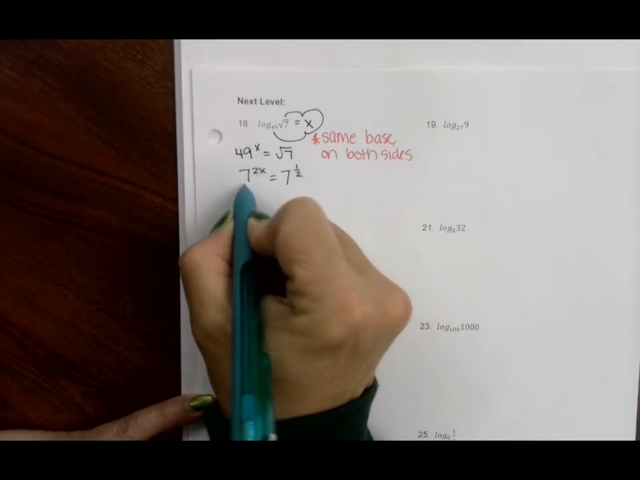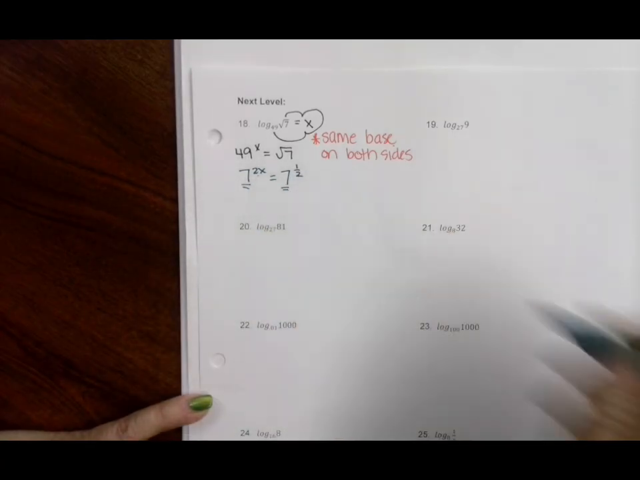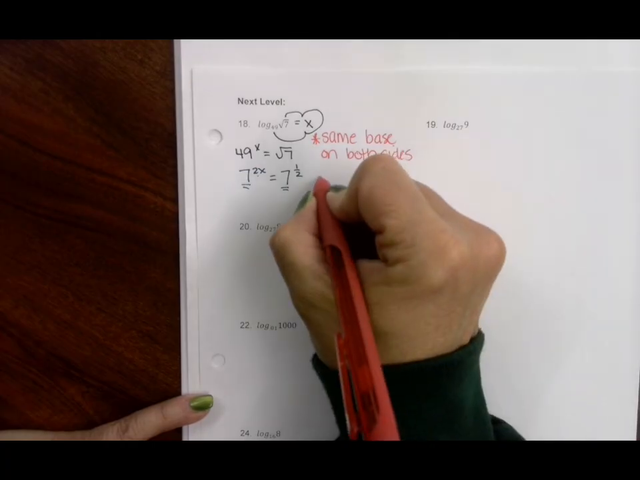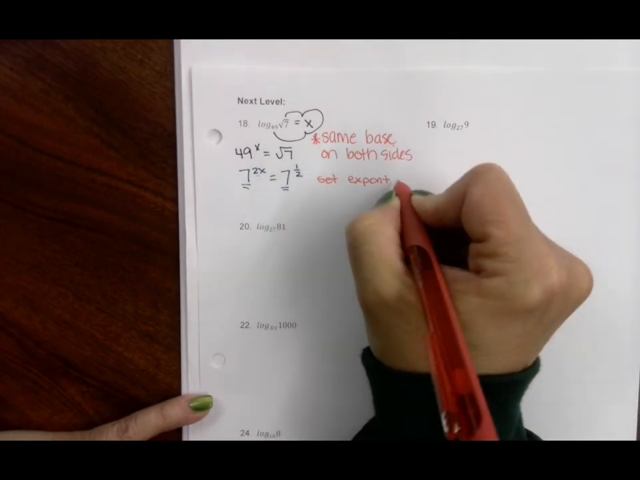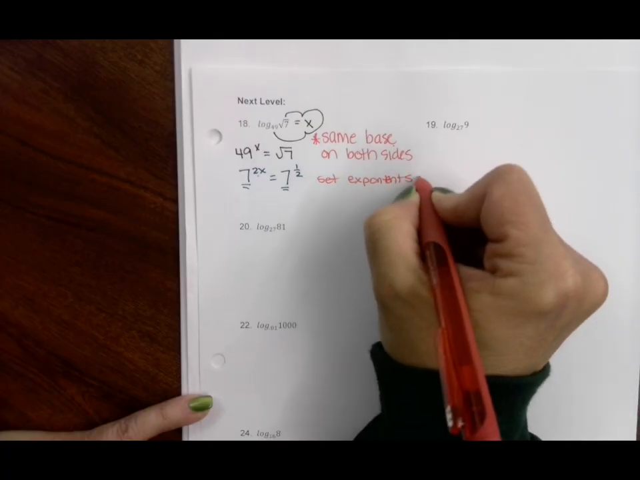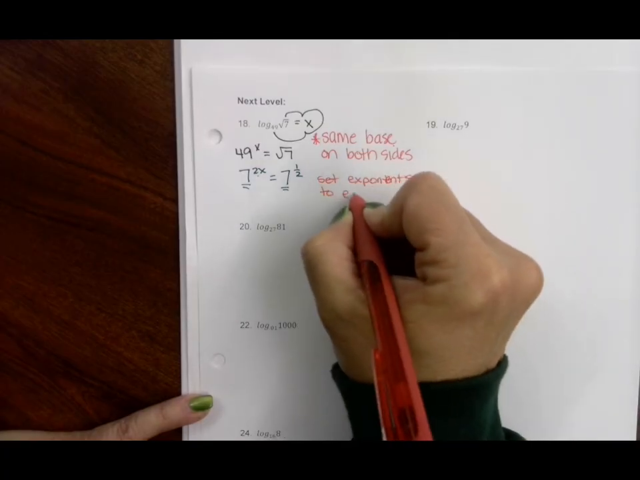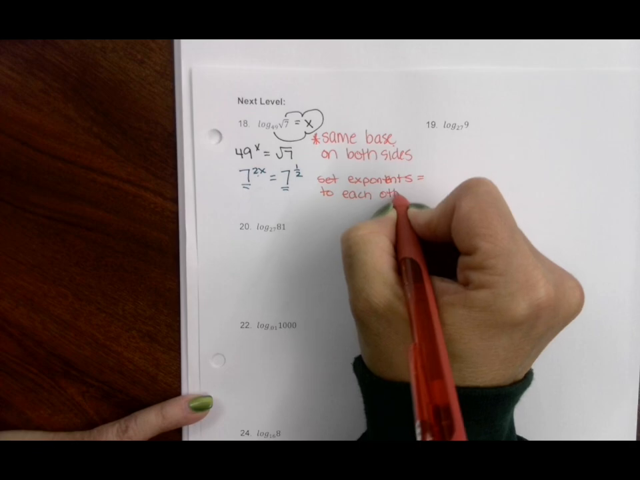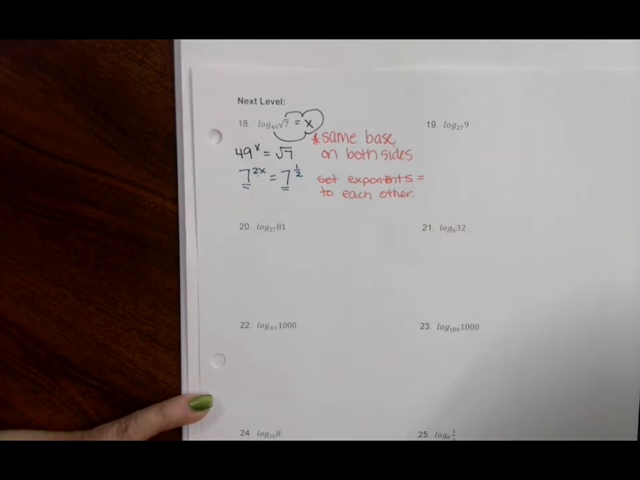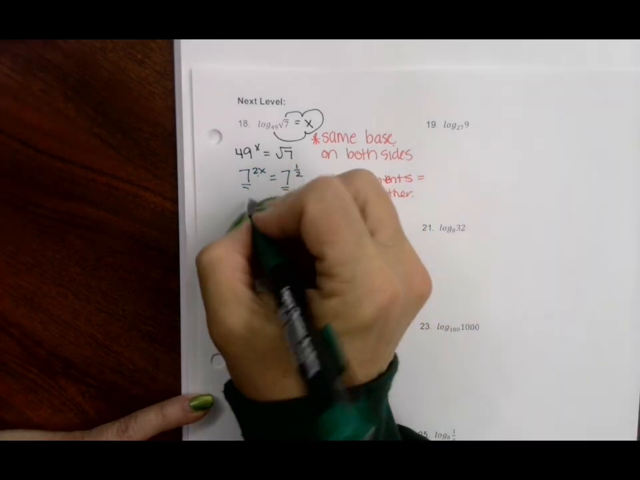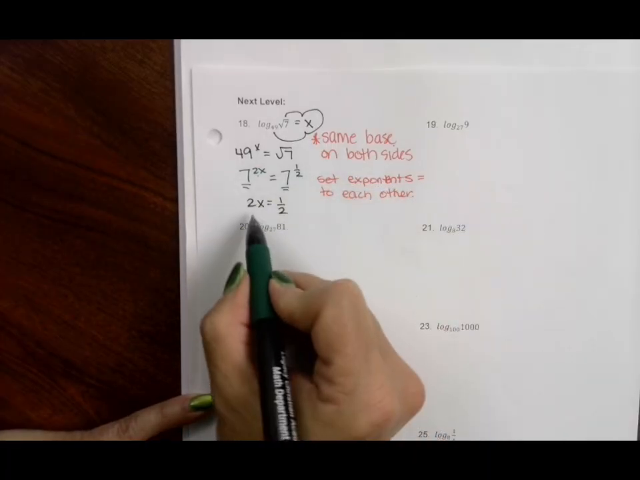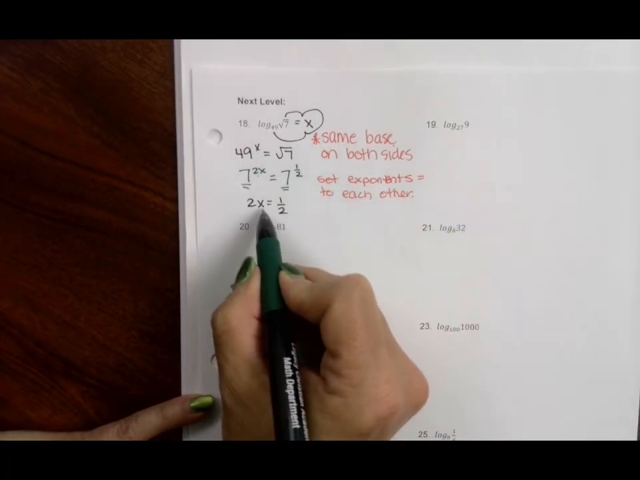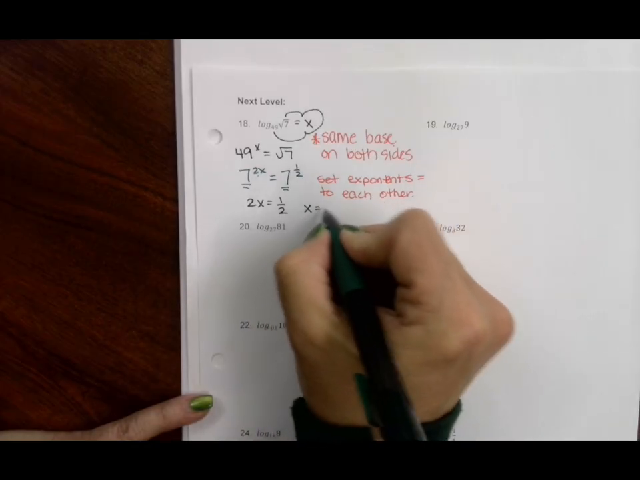So now, because this base and this base are the same, at this point, we set the exponents equal to each other. So what does this mean? It means 2x equals 1/2. Then I solve for x, so I divide both sides by 2, and I get x equals 1/4.